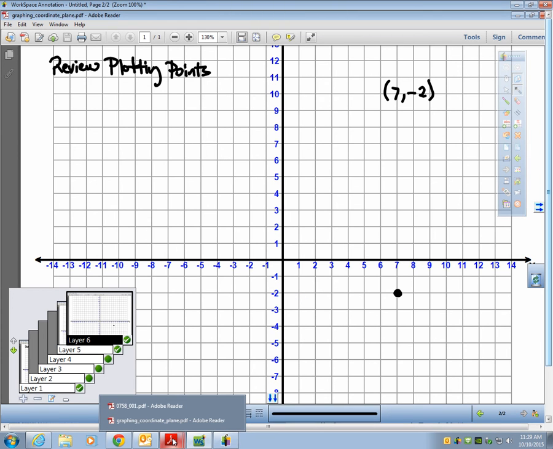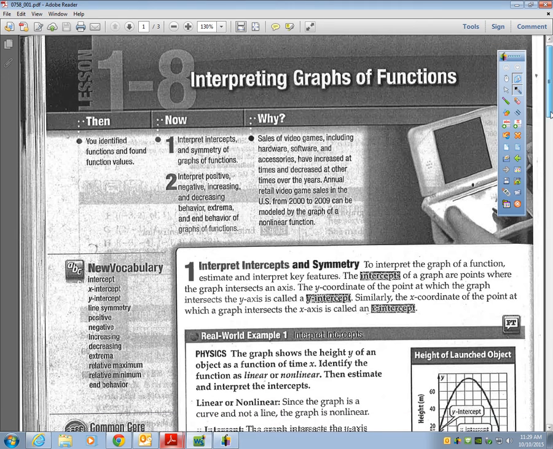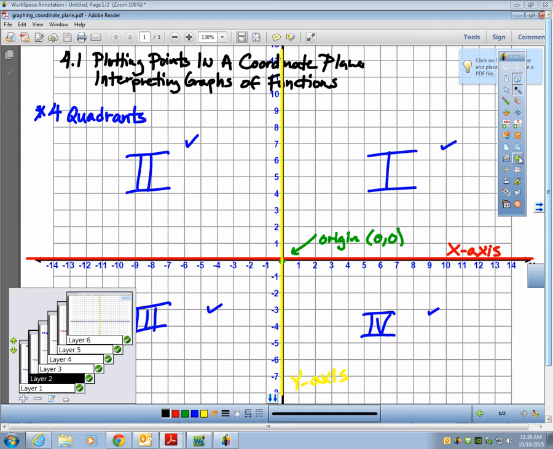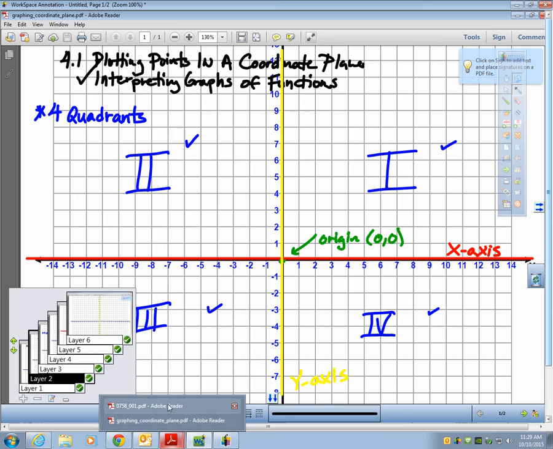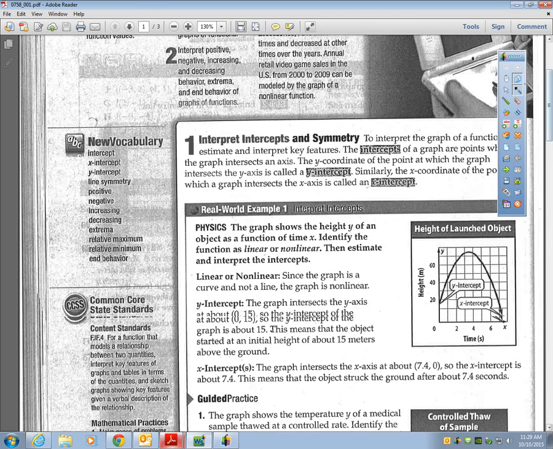Okay? Next, got to talk about some vocabulary that pertains to what I had just talked about earlier. Let me just go back. Remember, we're going to also interpret graphs of functions. Now, there's a whole list of vocabulary that we need to know for that. Okay? So let's start here.